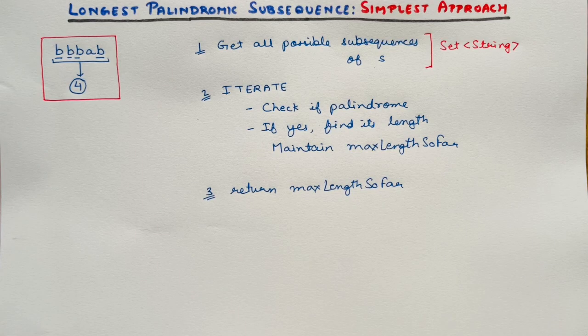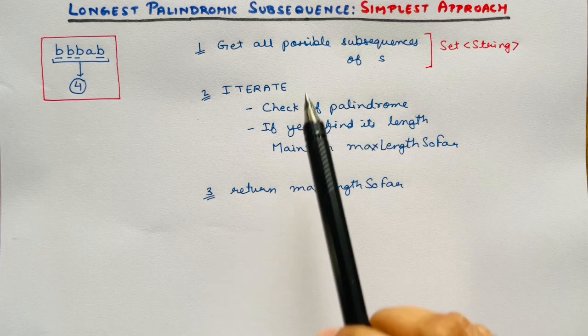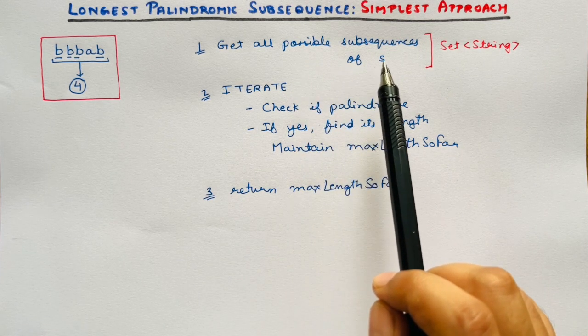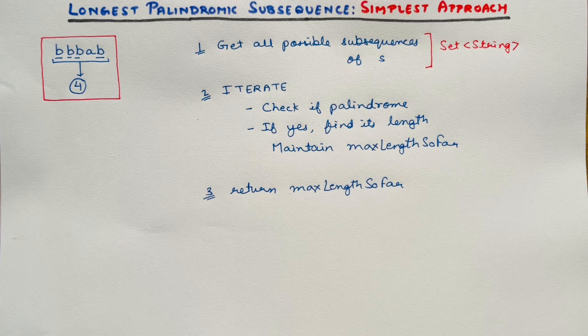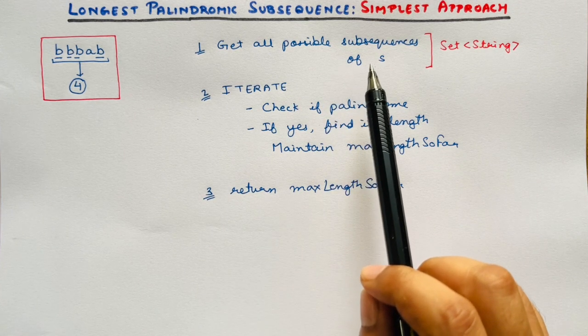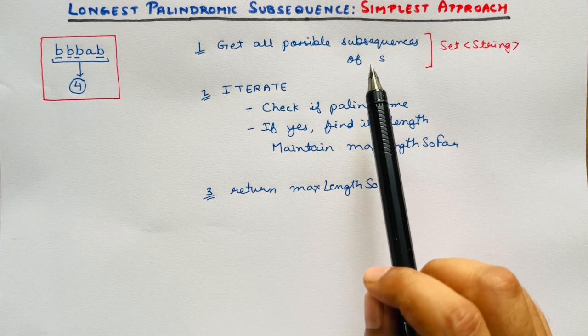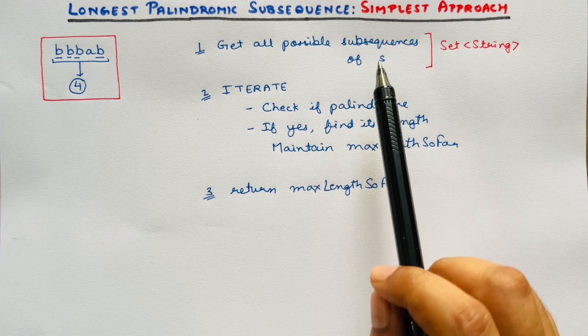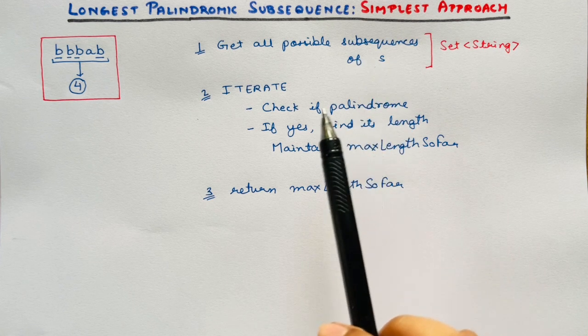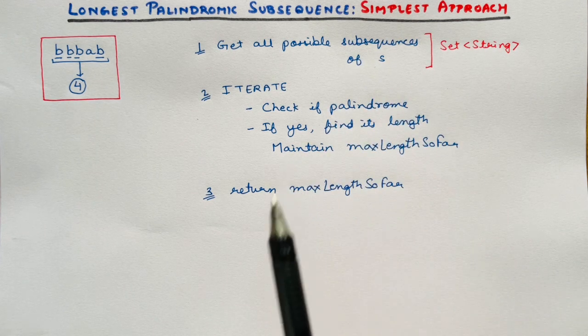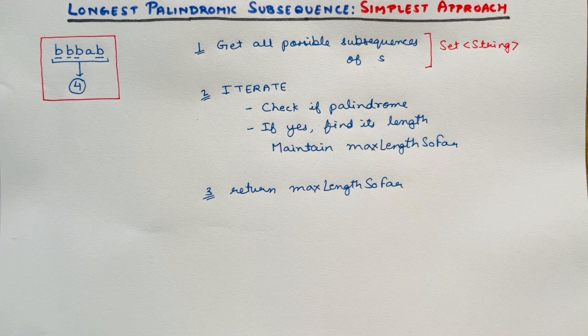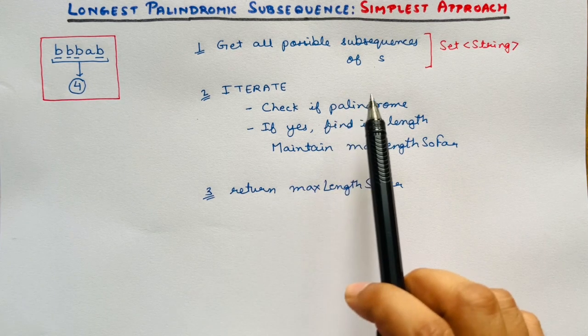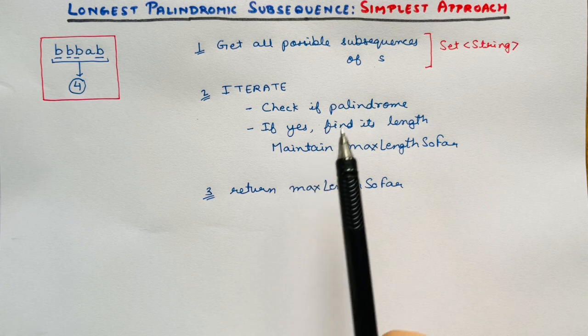Now we have only two things remaining. First is, how do we get all possible subsequences of a string? We have discussed this problem in our past videos where we take our input as a string and we return all possible subsequences of that string in a set as output. You can find the link to both of these videos in the description as well as in the top right corner of your screen.